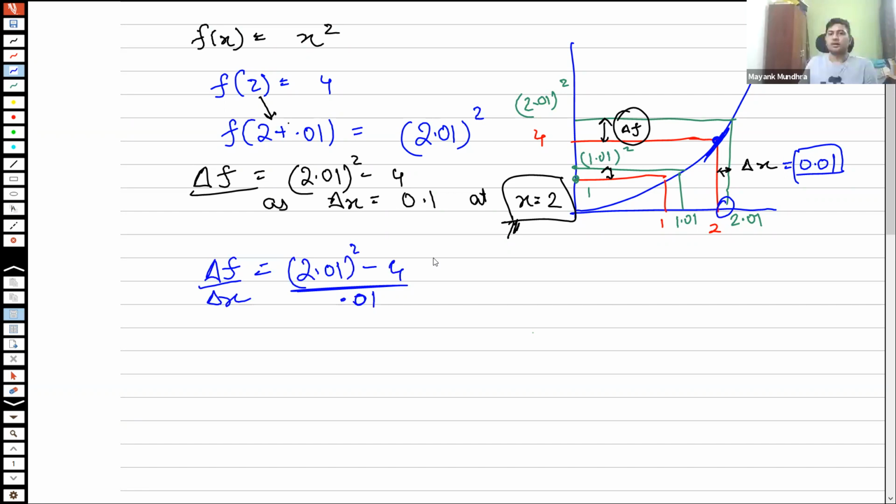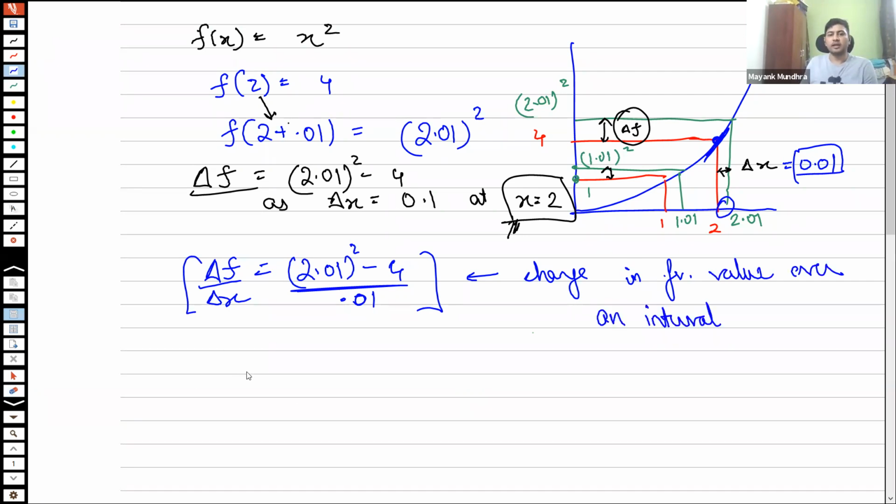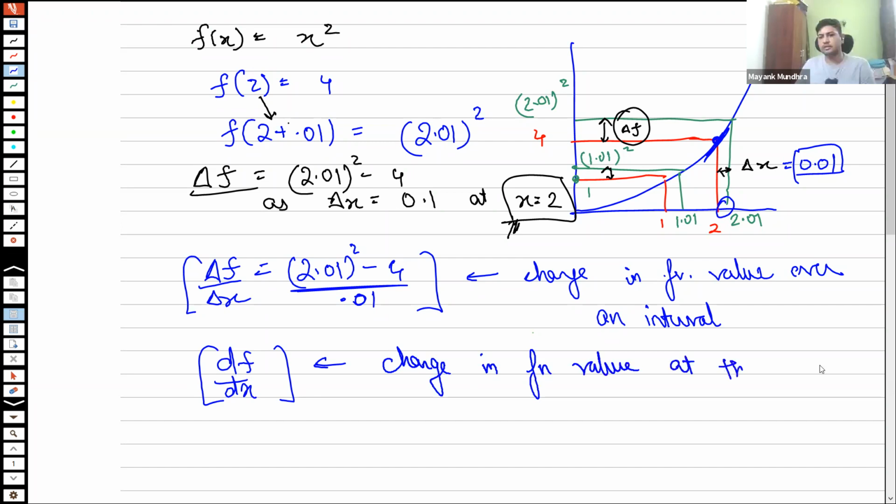this is the change in functional value over an interval. And when I write df by dx, whatever that value may be, I'm going to look at how to find that value. This is basically the change in functional value at that point, at exactly that point. So delta f is a finite change. Delta f by delta x is a finite change. Df by dx is an infinitesimally small change.